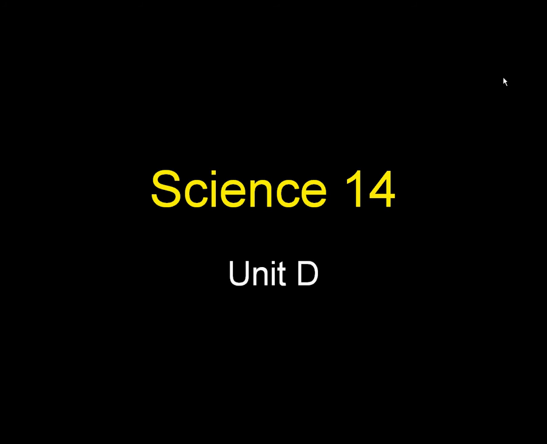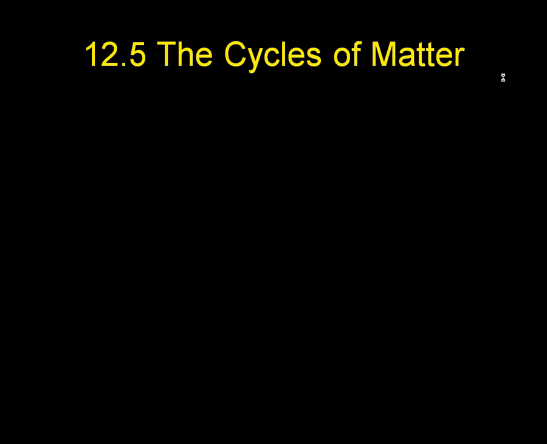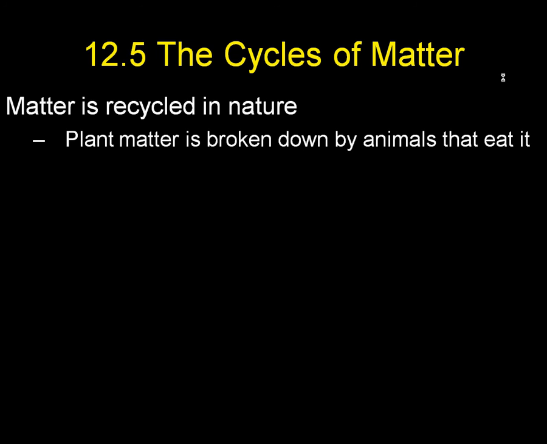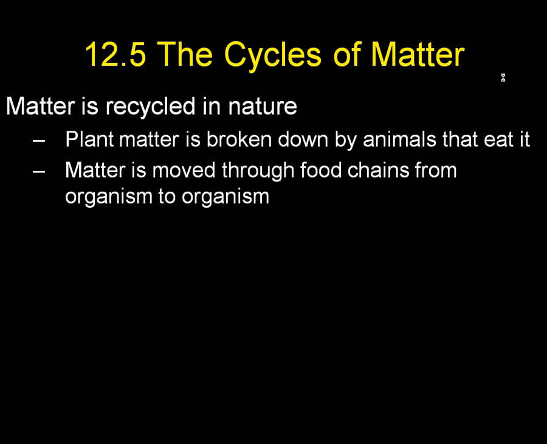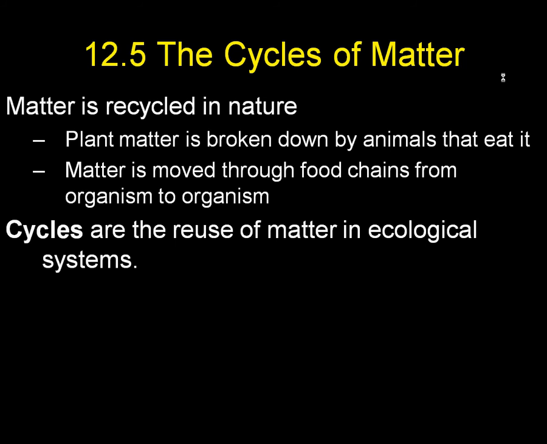Science 14 Unit D. Section 12.5, Cycles of Matter. Matter is recycled in nature. Plant matter is broken down by animals that eat it, and matter is moved through food chains from organism to organism. And these cycles that we're going to talk about are the reuse of matter in ecological systems.